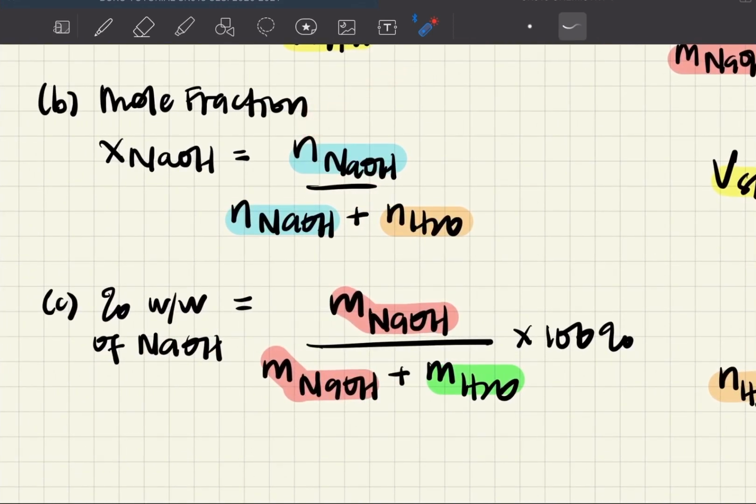Check. Okay, next we want to find the percent mass of NaOH. So in order to do that, we need to find the mass of NaOH and mass of water.